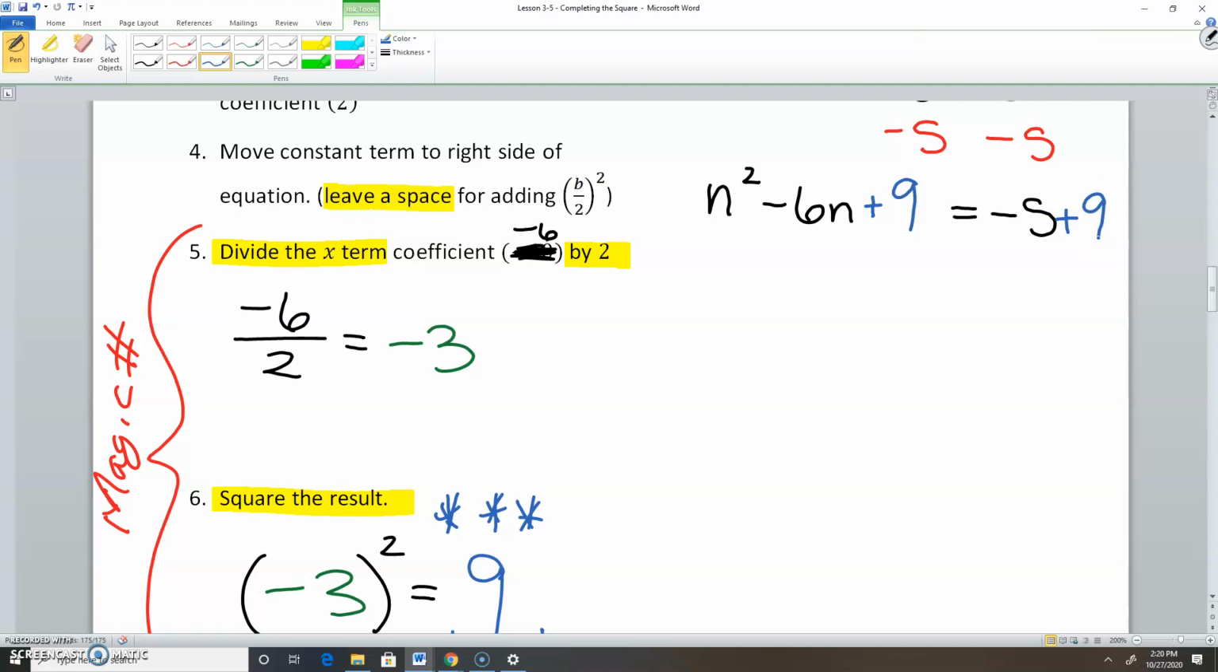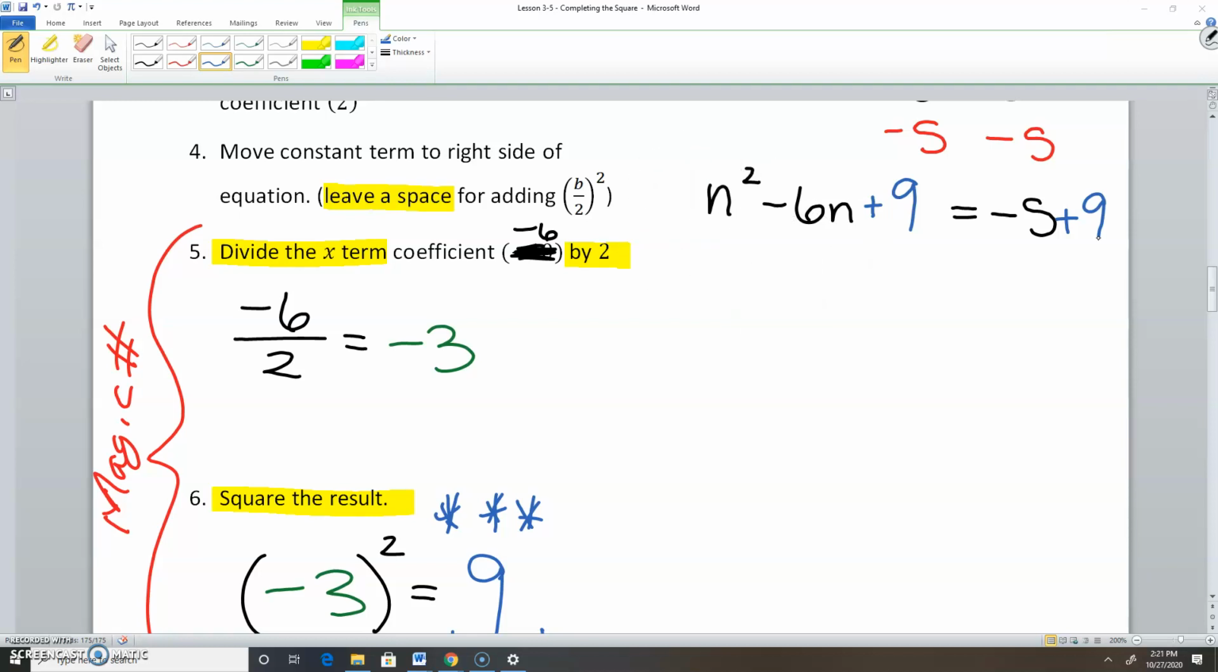So now I end up with n squared minus 6n plus 9 equals negative 5 plus 9. We have now forced this side to factor. So I've got 1 times 9. I need factors of 9 that would add to give me 6. 3 and 3 would add to give me 6, right? And they're both going to need to be negative because that's a negative there.